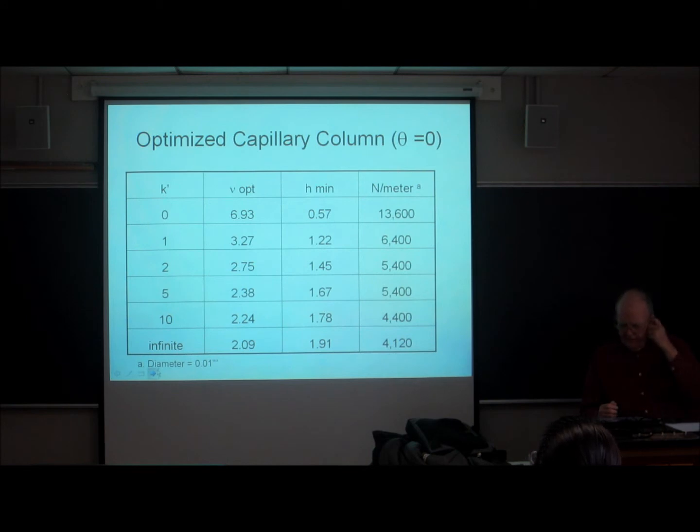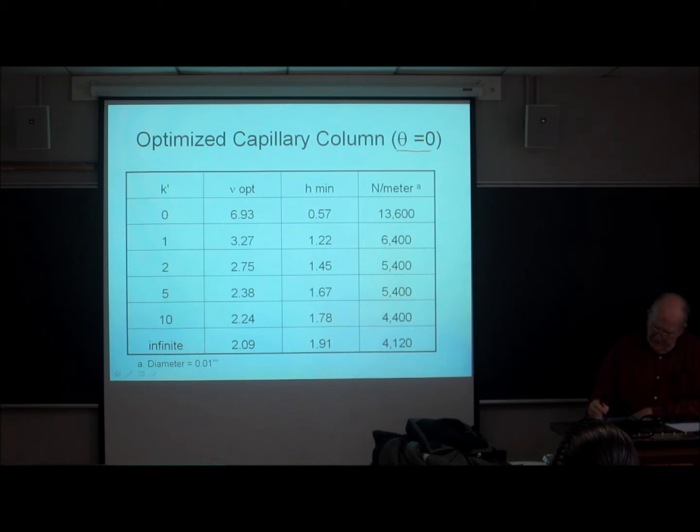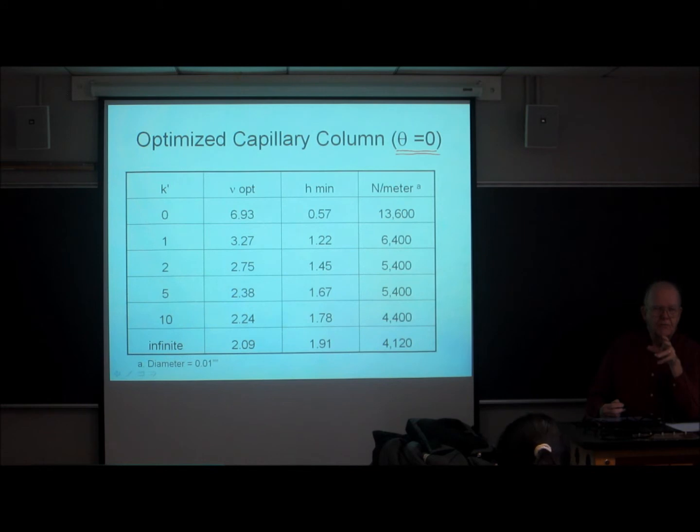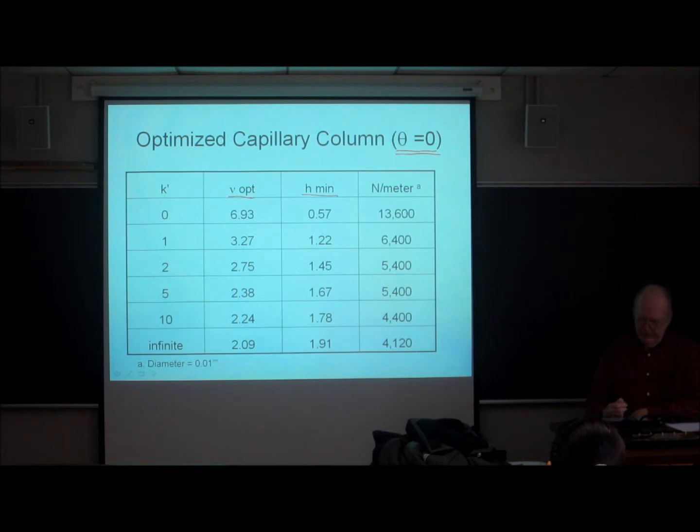This is a quantitative statement of what I just showed you graphically, but for the specific case of an infinitely thin film of stationary phase. Here's the retention factor, here's the optimum velocity and the minimum plate height, and for this diameter capillary, this is the number of plates per meter. And you can see as the retention factor gets bigger, the optimum velocity goes down and the minimum plate height goes up.